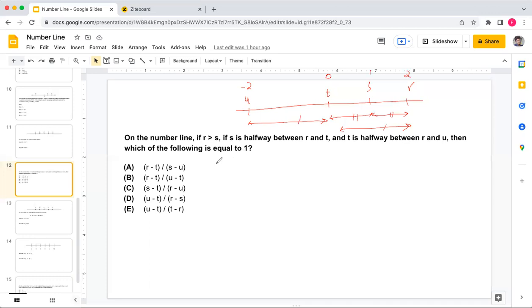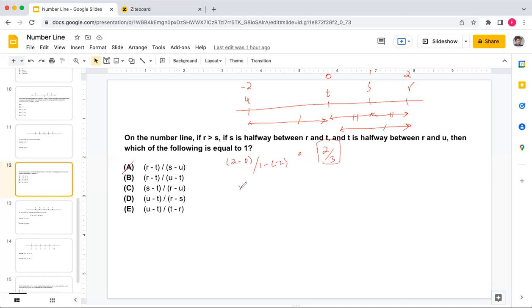Now just see all of the options. First of all, we have R minus T. What is R minus T? That is 2 minus 0. And what is S minus U? That is 1 minus -2. That will be 2 by 3. So the first option is 2 by 3, which is not equal to 1.